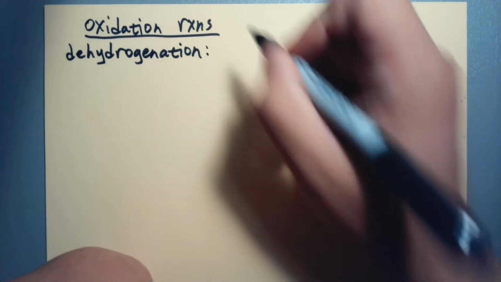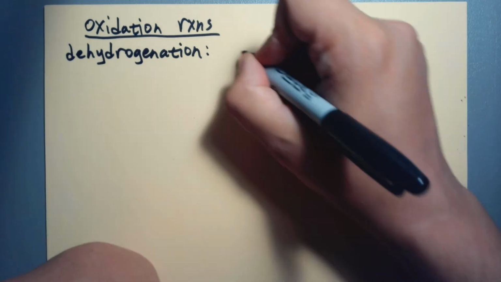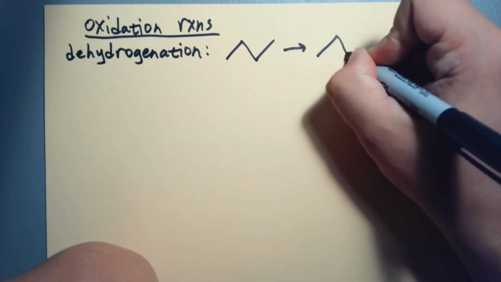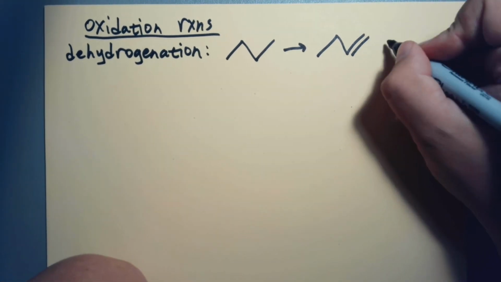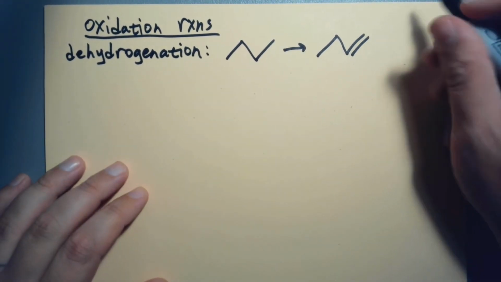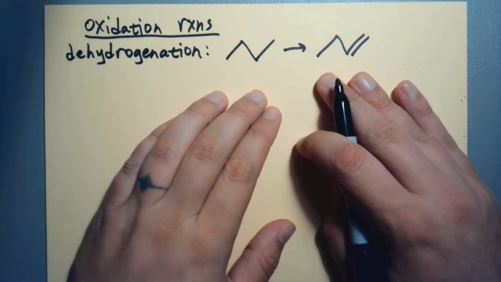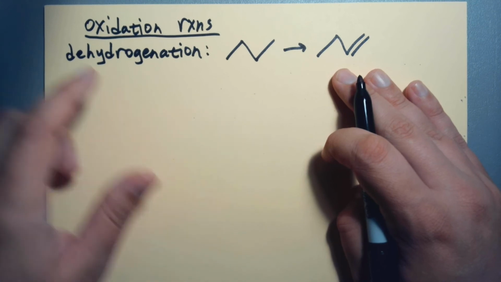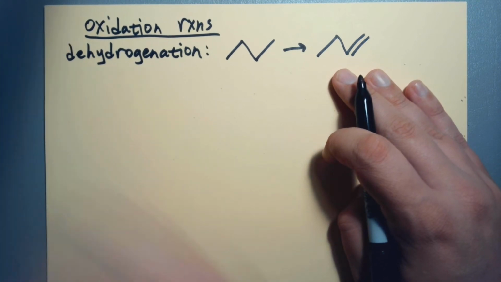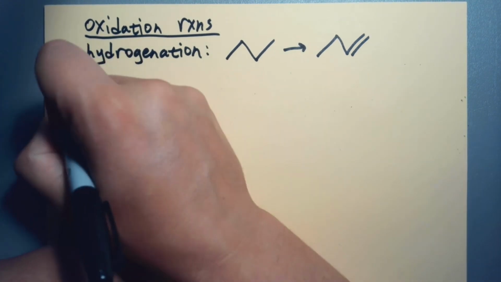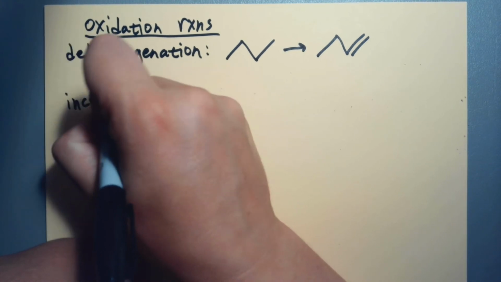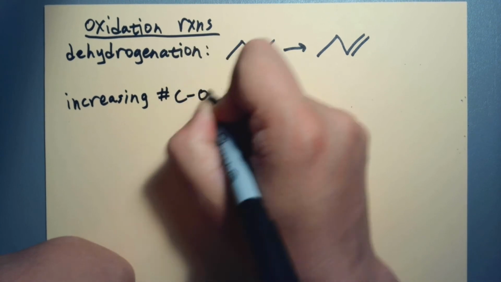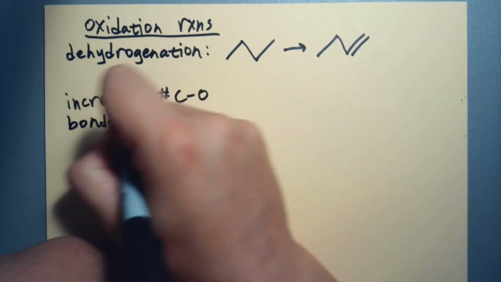Alright, so dehydrogenation is, maybe we have a saturated hydrocarbon and we unsaturate it. This isn't balanced, but this is what you would see. If you see all single bonds turn into at least one double bond, that's a type of oxidation. The other type of oxidation is increasing the number of carbon-oxygen bonds in a molecule.